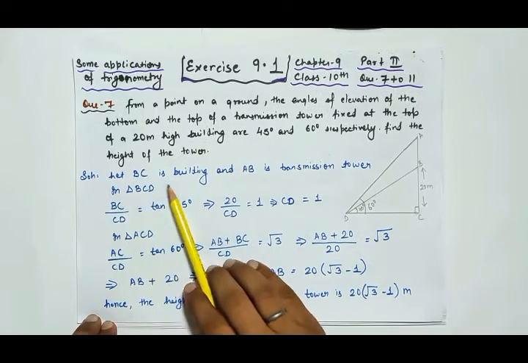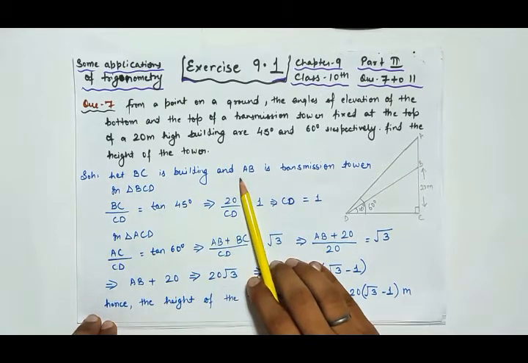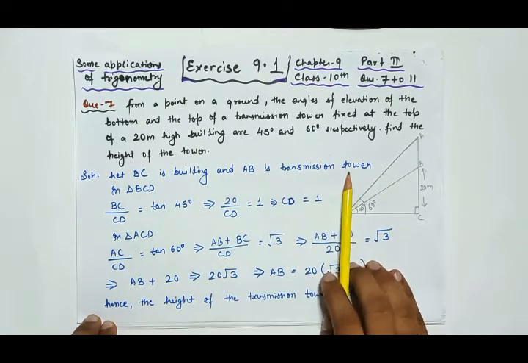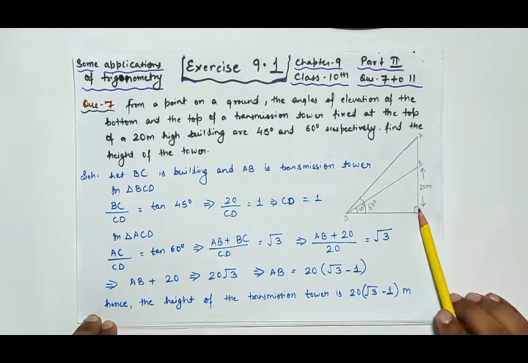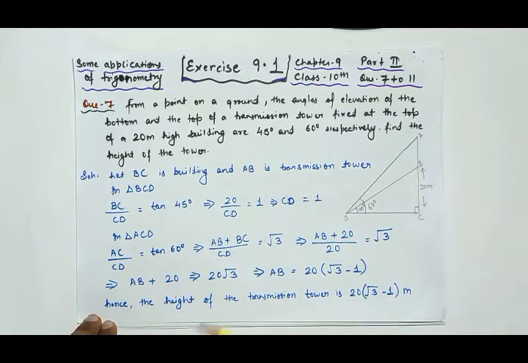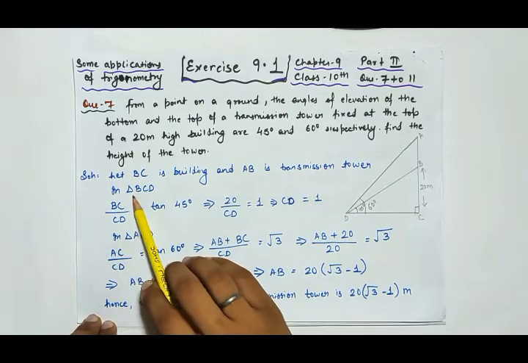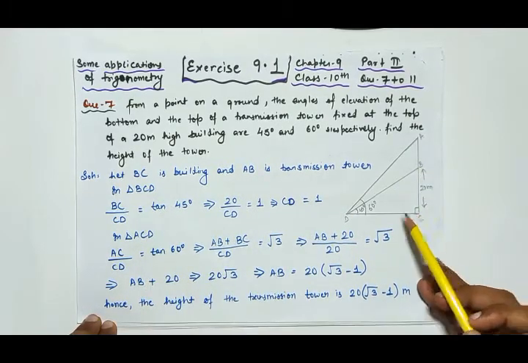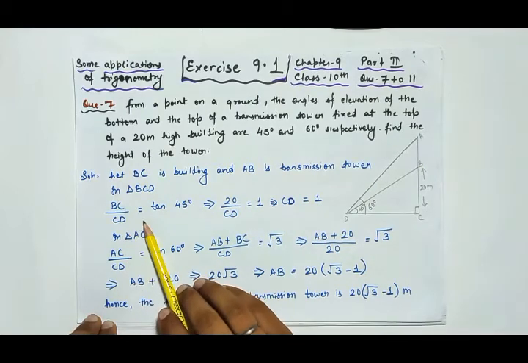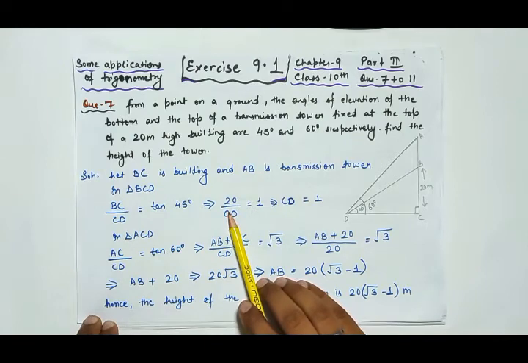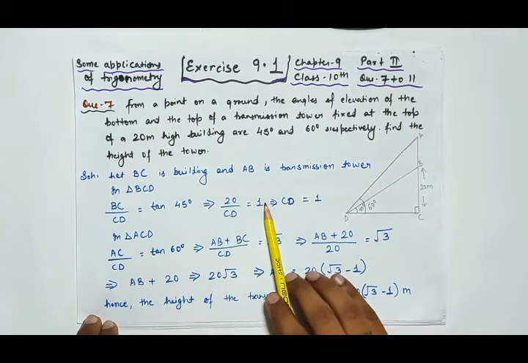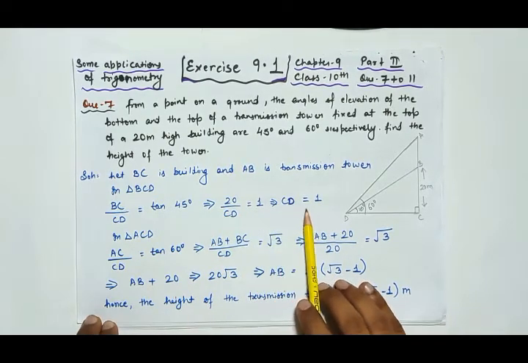Let BC is building and AB is transmission tower. So BC is a building and AB is a transmission tower. In triangle BCD, BC upon CD is equals to tan 45 degree. We have to solve this. 20 upon CD is equals to 1. CD is equals to 20.